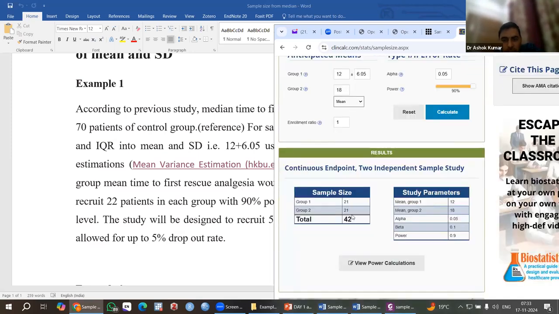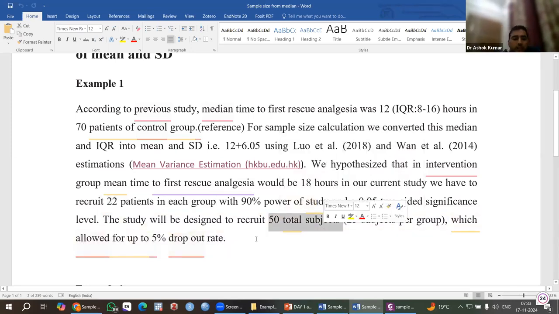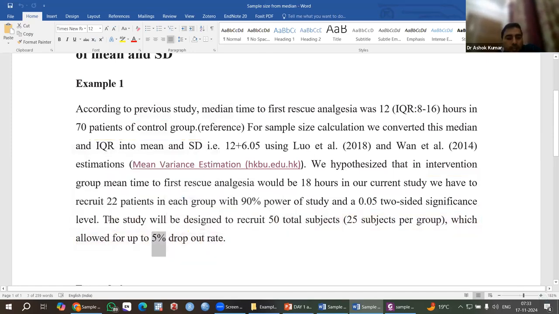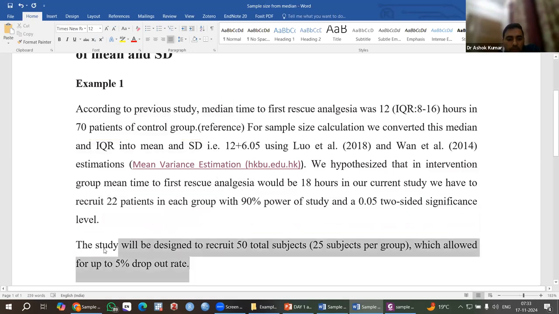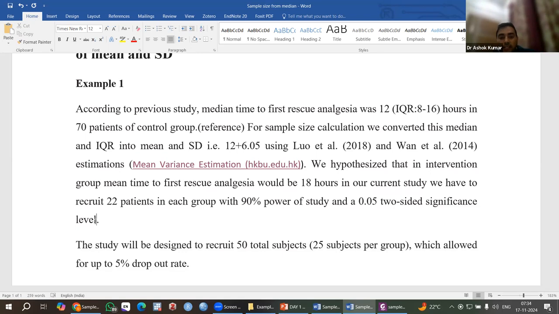This comes to 21 in each group, so here we have to recruit 22 patients in each group. The study will be designed to recruit 50 total patients, and we can take an allowed dropout rate of 5%. So please calculate this. I have given you the formula. Please calculate, and you can write it down also. I have explained how to calculate sample size if you have only the median and interquartile range, even the range, minimum, maximum, all five scenarios.